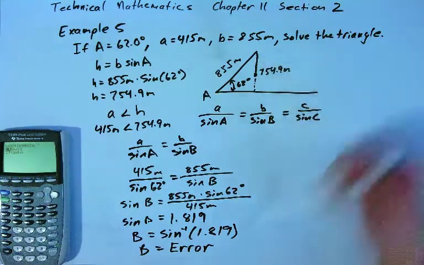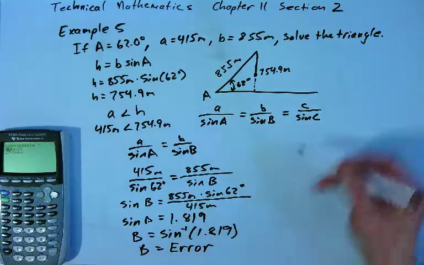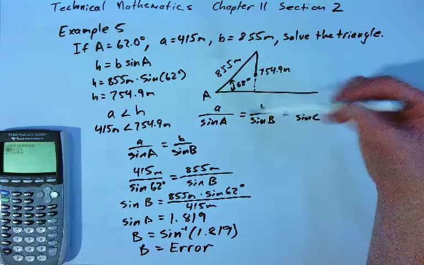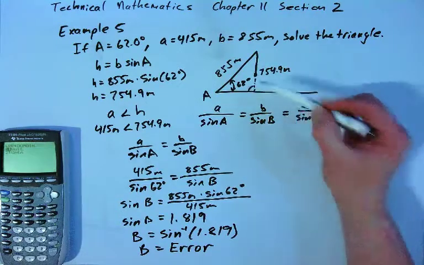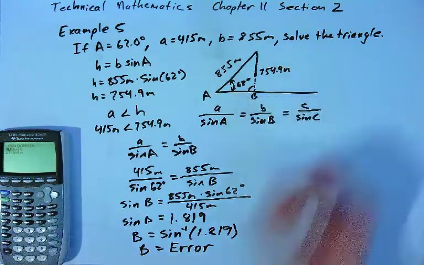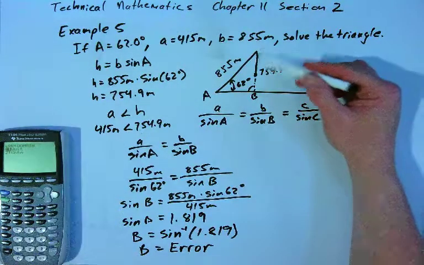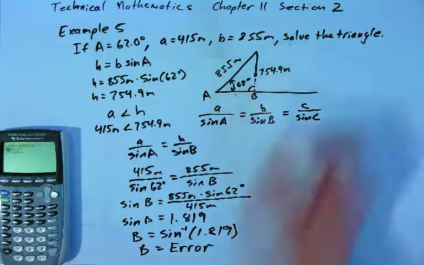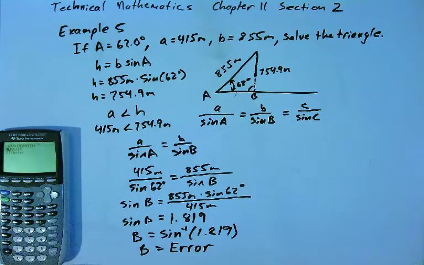A is simply not long enough. The angle for B is not possible. There is no angle that we can make angle B, which is actually this angle down here. This is angle B. There's no angle that angle B could be to make this side reach this side if this angle is 62 degrees and this side is 855 meters long.